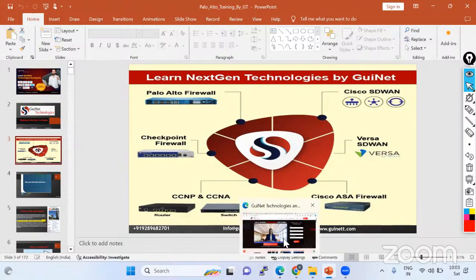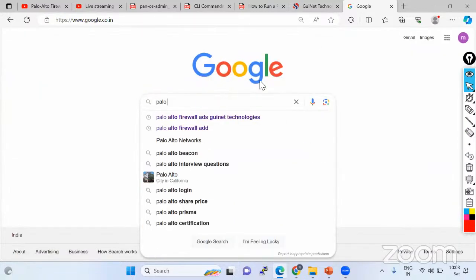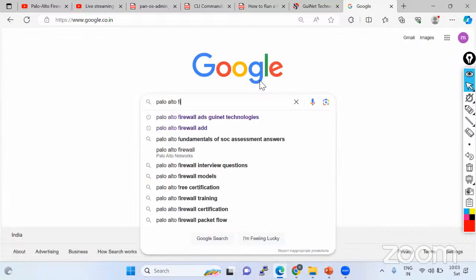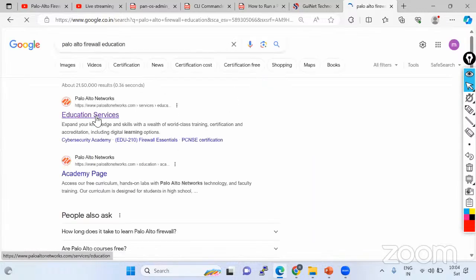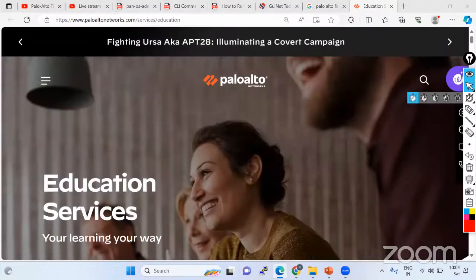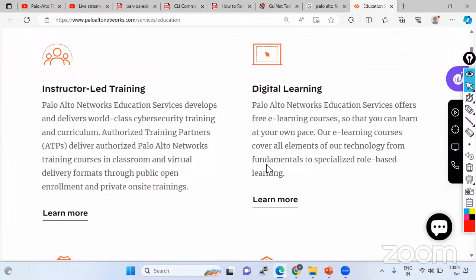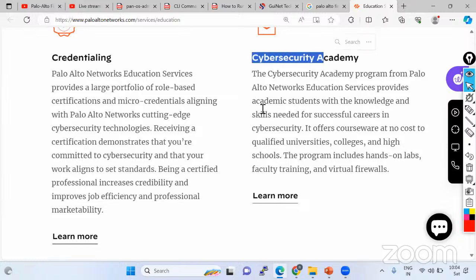So let me go to the official website of Palo Alto. If you go to Google and search for Palo Alto education, you can see the education services. In these education services, we have a lot of courses available from Palo Alto. It's not only the firewall; Palo Alto has n number of courses related to the cloud, related to SASE. SASE is cloud security, related to cyber security, right?